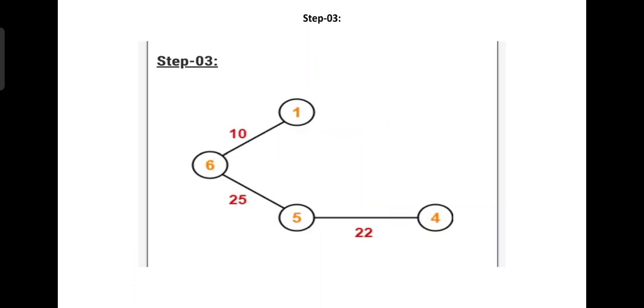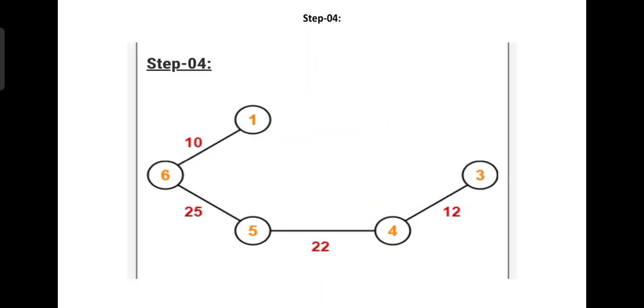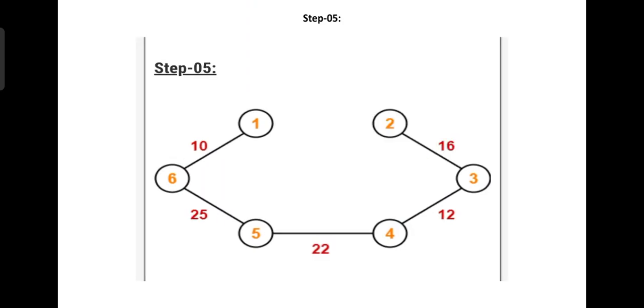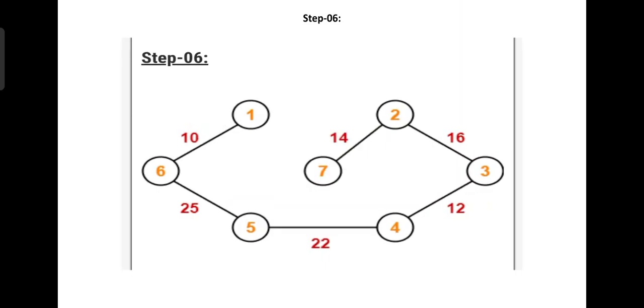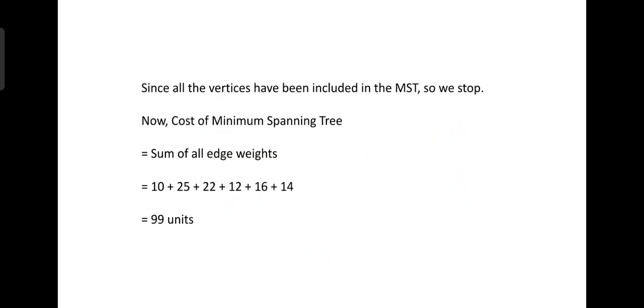This is the second step, another vertex. This is the third, fourth. Repeat those steps. Loops cannot be formed since all the vertices have been included in the MST.